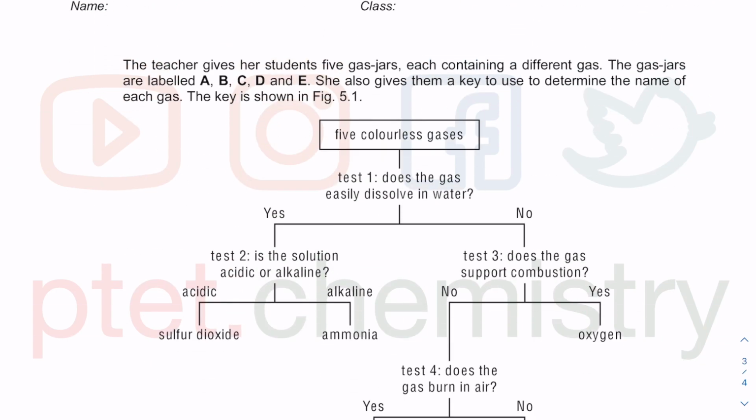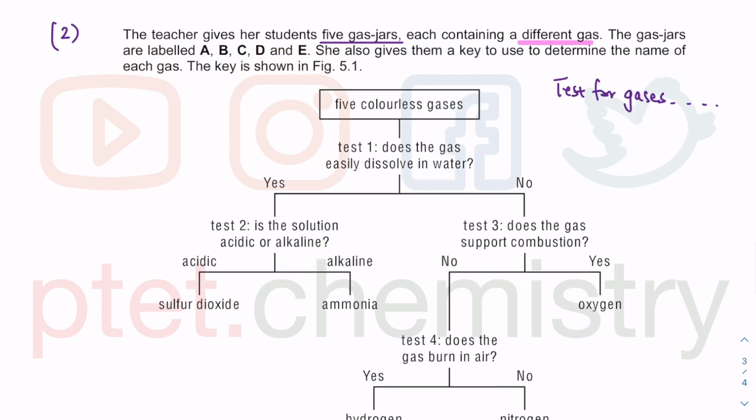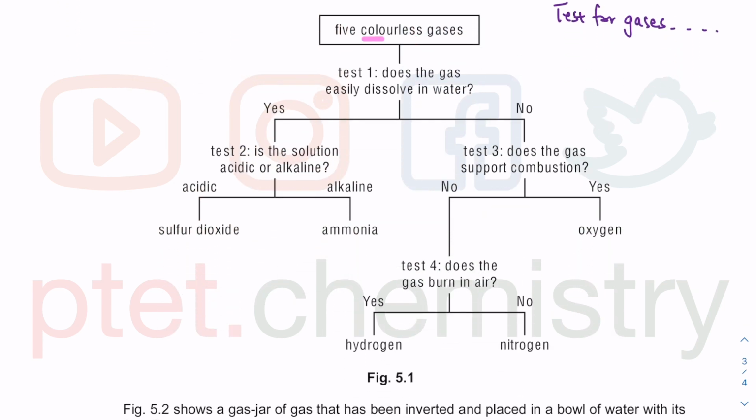In this next question, we have this teacher who gave the student 5 gas jars. So these are gas jars containing the gas. Each one has a different gas. That's very important there. All your tests for gases are from the syllabus. So we're going to read and relate to this particular table or scheme here. They are all colorless, so it cannot be halogen. So these are not the halogens. The halogens meaning to say things like fluorine, chlorine, bromine, iodine, those are colored, but they are colorless here, so cannot be the halogens.